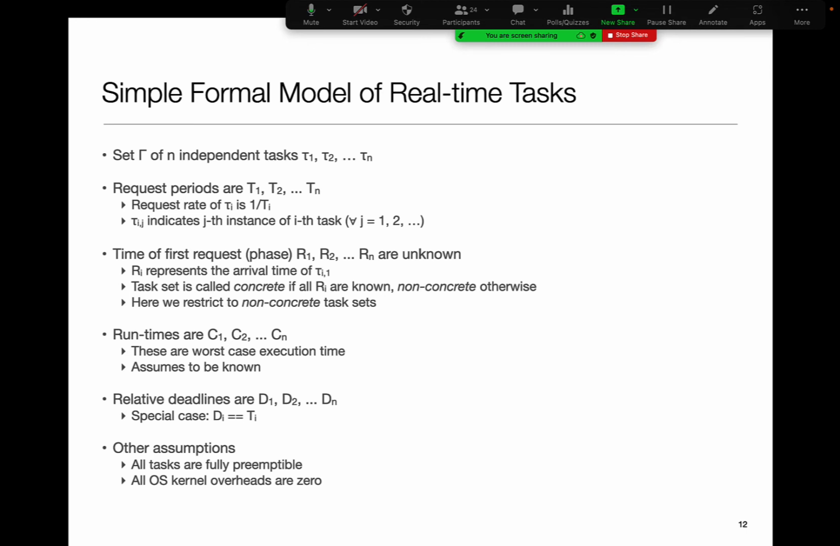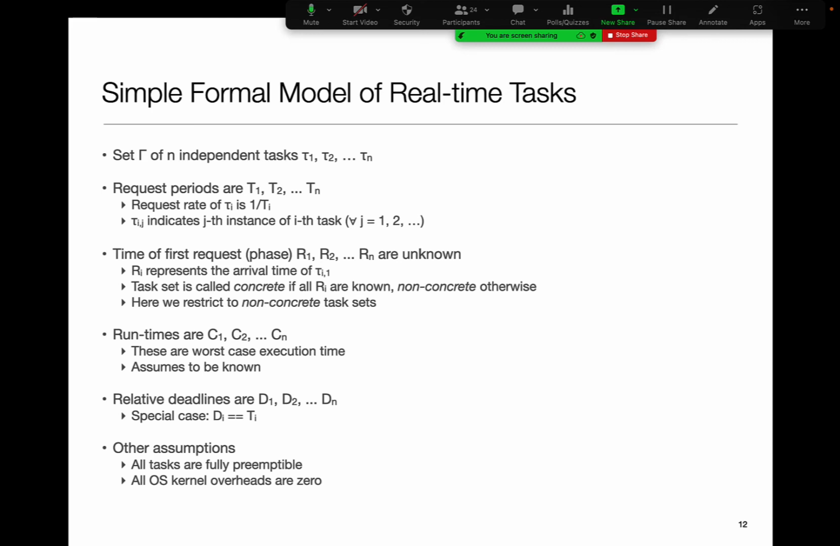Very commonly there may be a timer associated with that sample period. So every time the timer fires, a sampling task runs, and that sampling task would read the sensor and then do something with that data. So in this case, T1, T2 through Tn represent the periods corresponding to tau 1 through tau n, which are the tasks. So another way of saying it is that the arrival rate of task tau i is 1 over Ti. Okay.